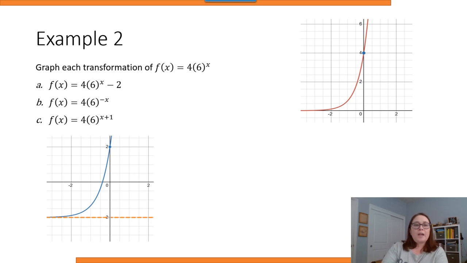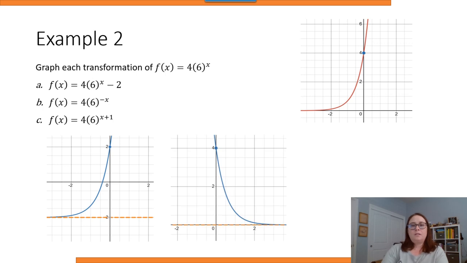For part B here, we have 4 times 6 to the -x. So that's a reflection, and it reflects it about the y-axis. So everything gets flipped. The y-intercept doesn't change. The asymptote doesn't change. Just everything else flips sides.